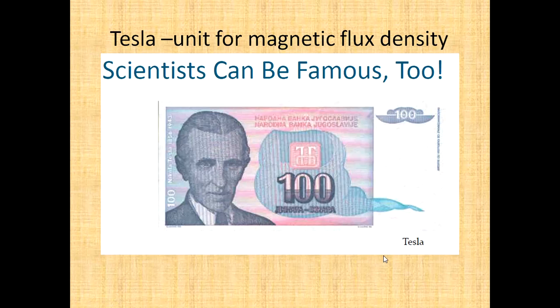This is the photograph of Tesla, the scientist, and he is on the 100 rupee note. The Tesla is basically the unit for magnetic flux density.